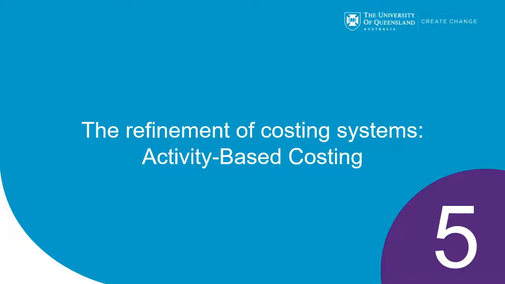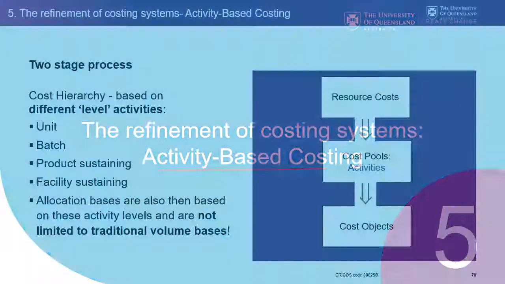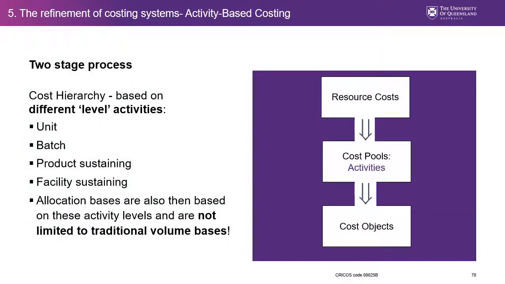So that was the departmental allocation approach. Next lecture, we're going to talk about activity-based costing, which is an even more refined costing system than a departmental costing system. We recognize that resources cost money and activities use resources, and those activities are what drive a particular cost object to use resources differently.